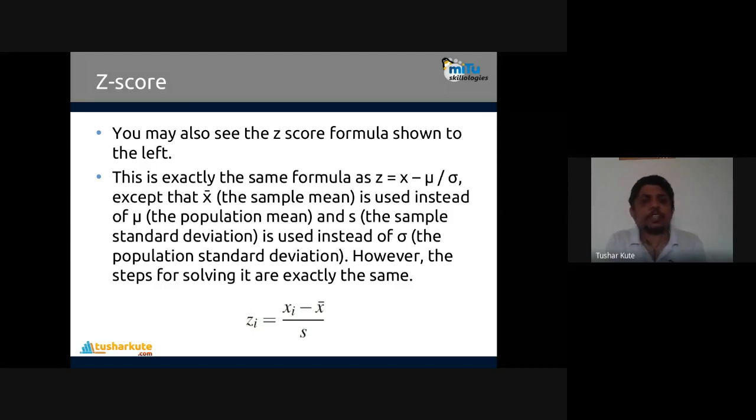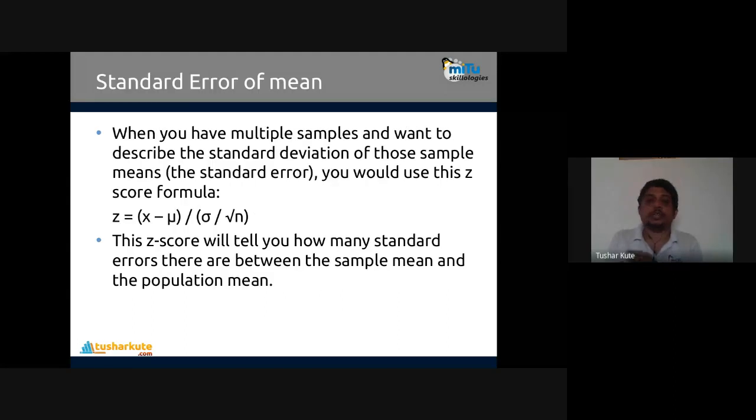And S is the sample standard deviation, used instead of sigma, the population standard deviation. Again, two are there: population standard deviation and sample standard deviation. However, the steps for solving are exactly the same. Z of i is equal to x of i minus x bar divided by S for a sample's Z score. In general, that's x minus mu divided by sigma, by which the Z score is calculated.